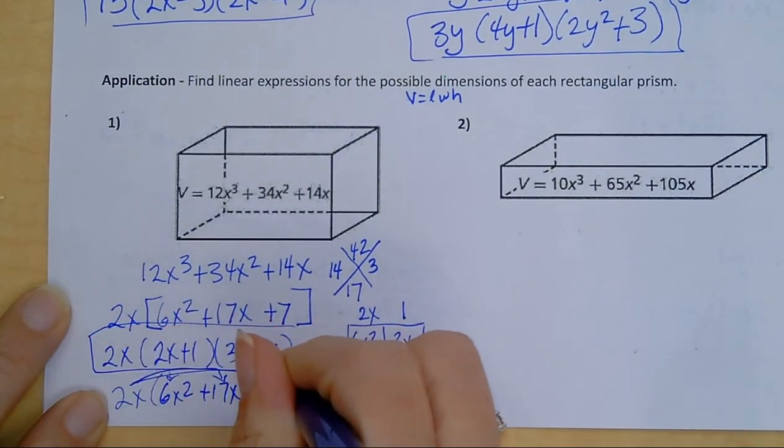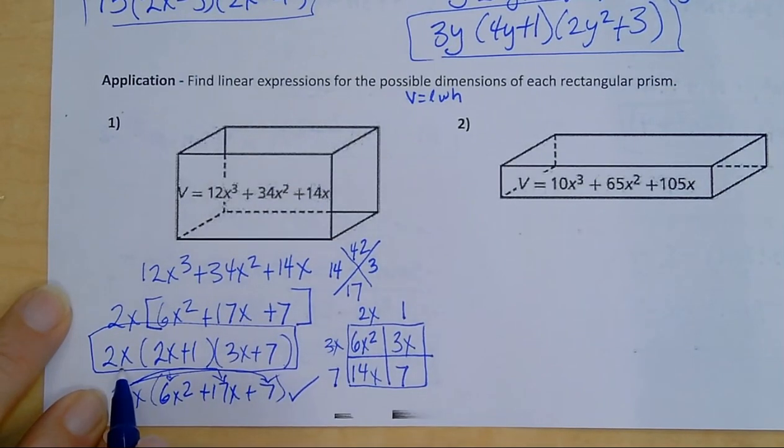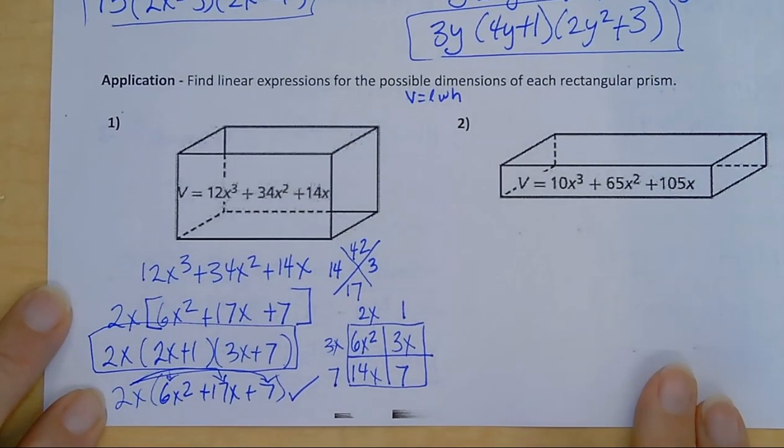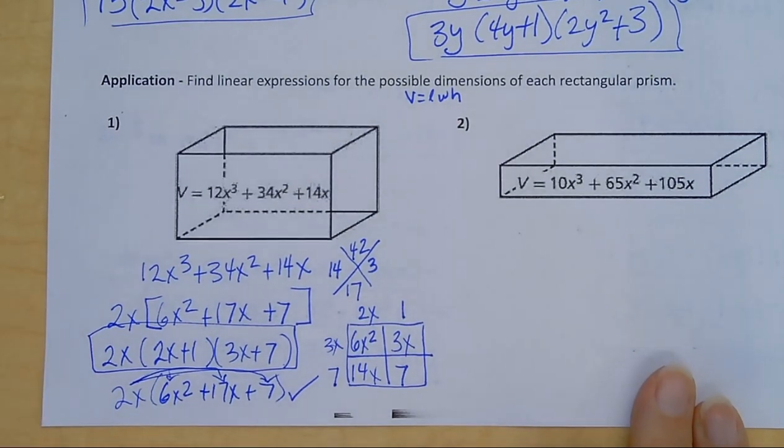So my three dimensions are going to be 2x, 2x plus 1, and 3x plus 7. I don't know which one is going to be length, width, or height, but I do know that those are the three different possibilities.